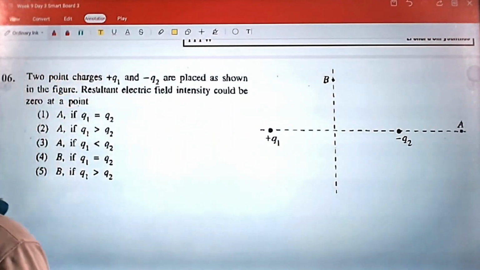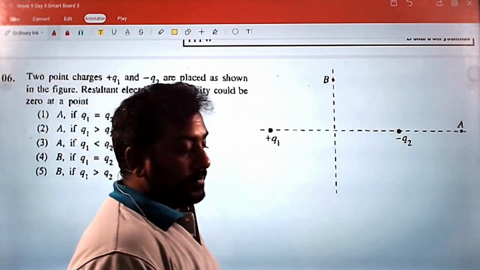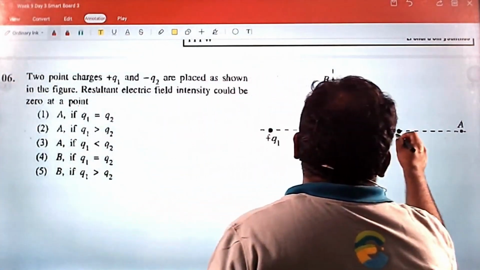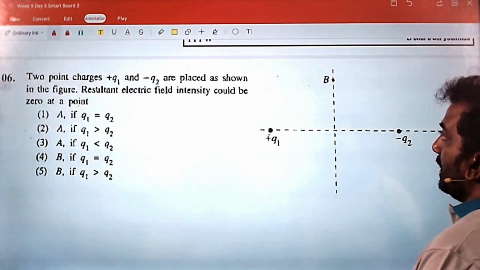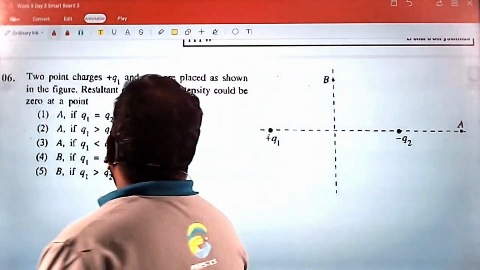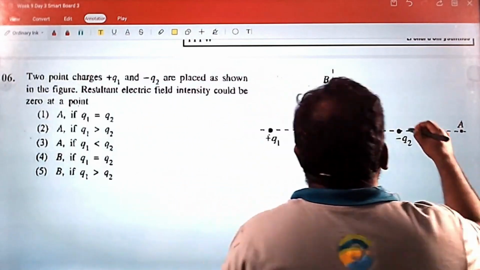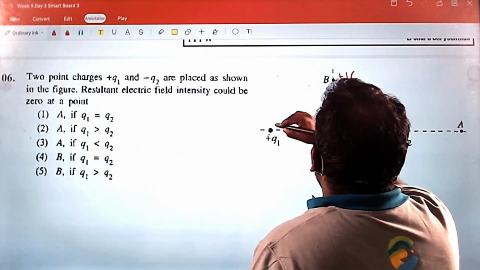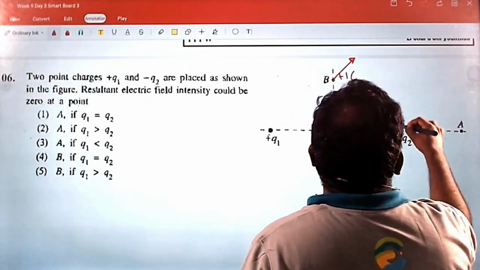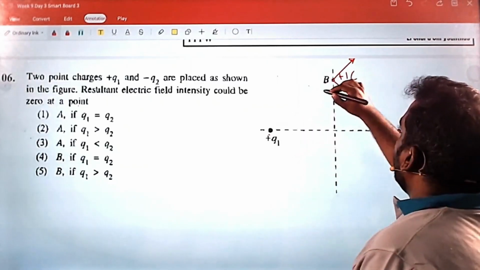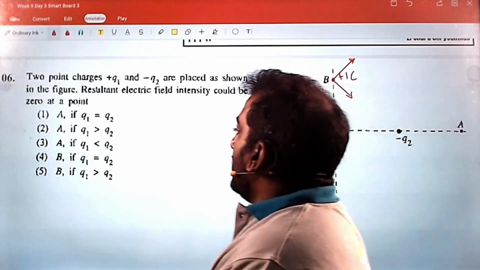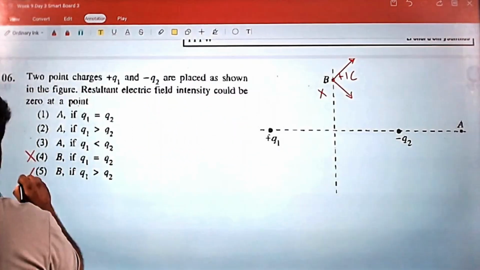Two point charges plus Q1 and minus Q2 are placed as shown in the figure. The resultant electric field intensity could be 0 at a point. So here plus Q, here minus Q. If I keep a plus 1 coulomb here, positive is repulsive, negative and positive attracting, so here it can never be 0. So any answer with B is not valid.